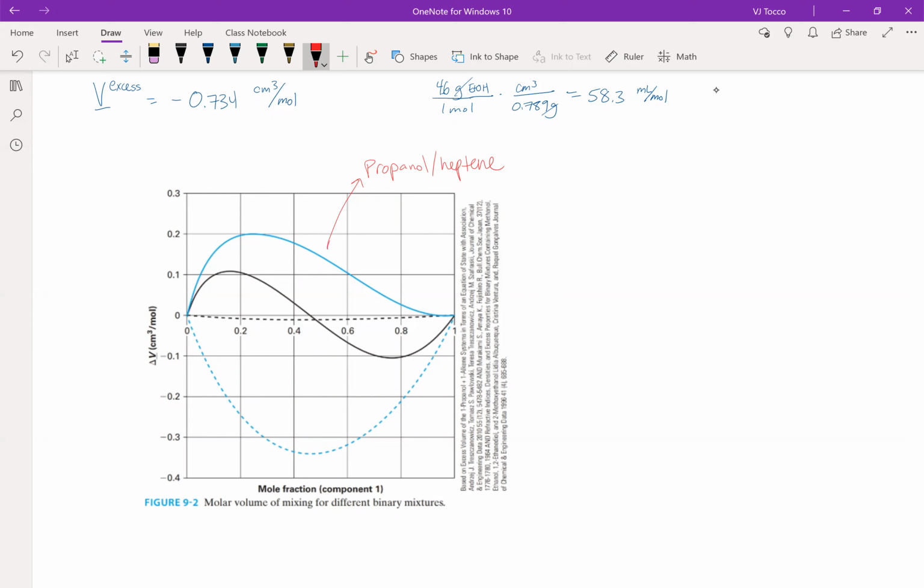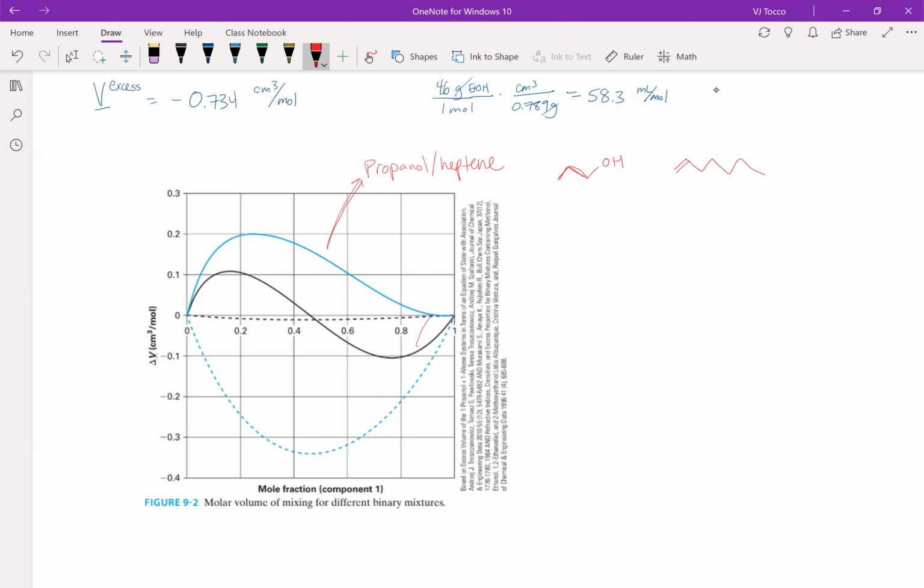So this solid blue line at the top is propanol heptene. Propanol is 3 carbons and an OH, and heptene has a double bond and 7 carbons. So different shaped molecules. You notice a trend that the further off the differences are between the two molecular shapes, the more wonky the graph will look. For propanol heptene, we've got pretty different looking molecules, and this OH, this alcohol group, seems like it messes stuff up. It gives you a relatively large molar volume of mixing.